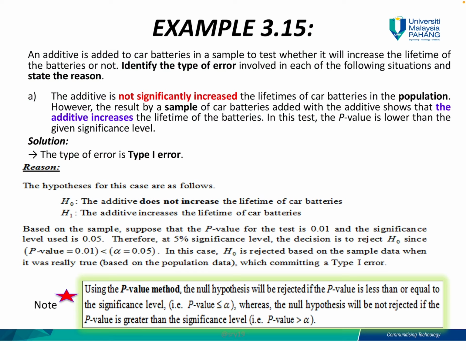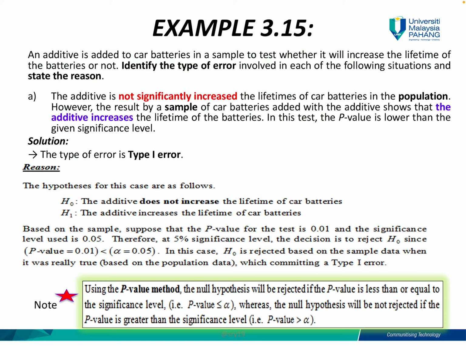An additive is added to car batteries in a sample to test whether it will increase the lifetime of the batteries or not. Identify the type of error involved in each of the following situations and state the reason. The additive does not significantly increase the lifetime of car batteries in the population. However, the result from a sample of car batteries with additive shows that the additive increases it. In this test, the p-value is lower than the given significance level. So the type of error here is type 1 error.